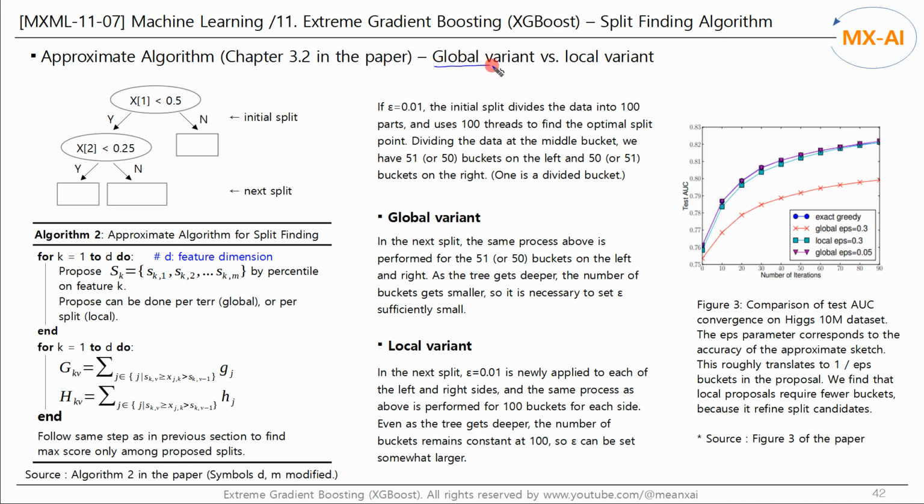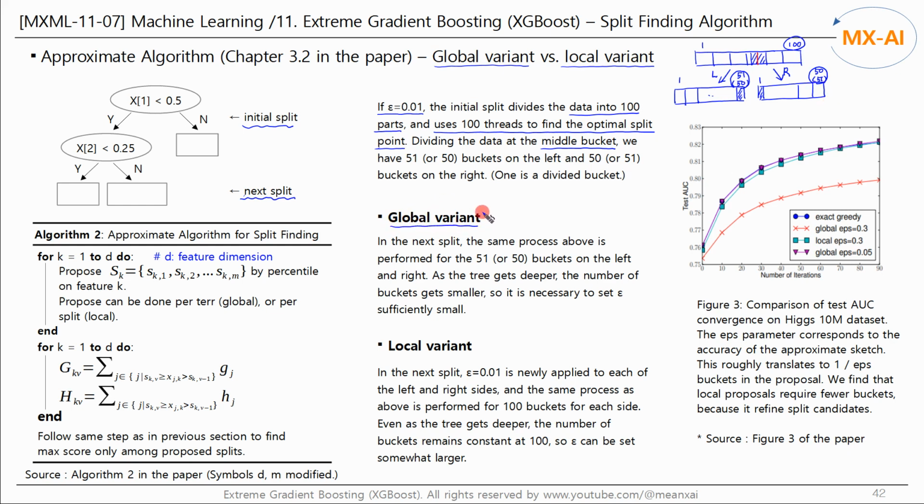The approximate algorithm has 2 modes, global variant and local variant. In the initial node split, if the epsilon is 0.01, the data is divided into 100 buckets. Each of the 100 threads then finds the optimal split point for each bucket. Now let's think about the next node split. If the initial node split is done in the middle bucket, the root node will be split into left and right, like this. Then the left node will have 51 or 50 buckets, and the right node will have 50 or 51 buckets.